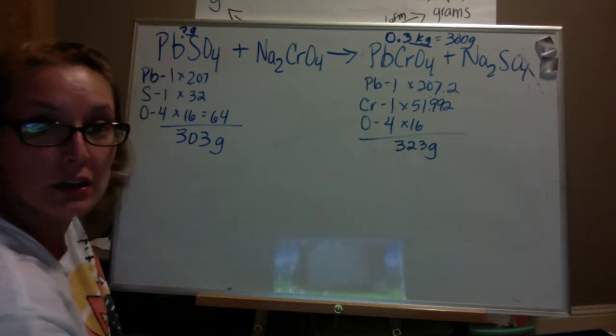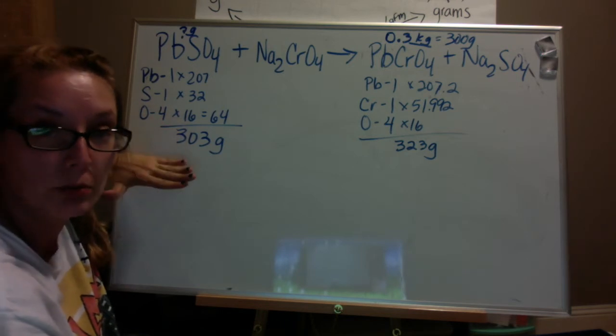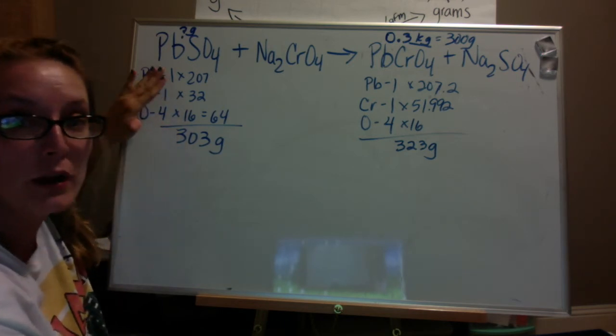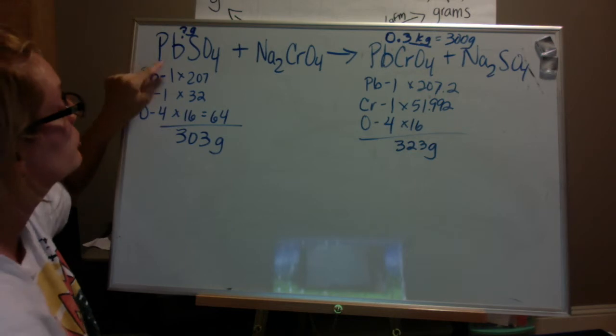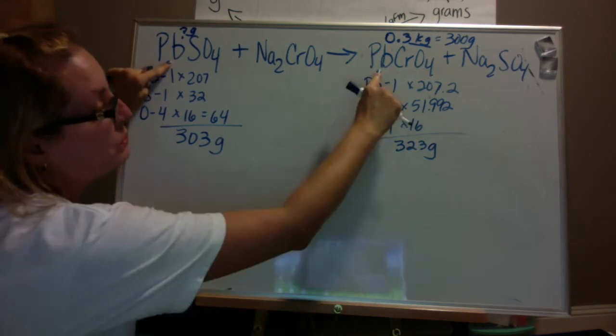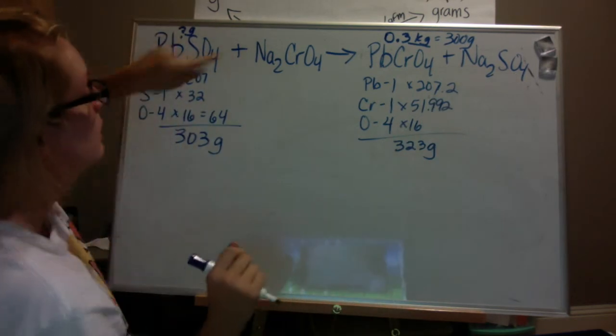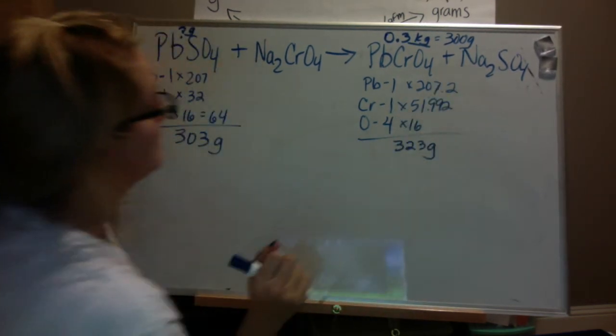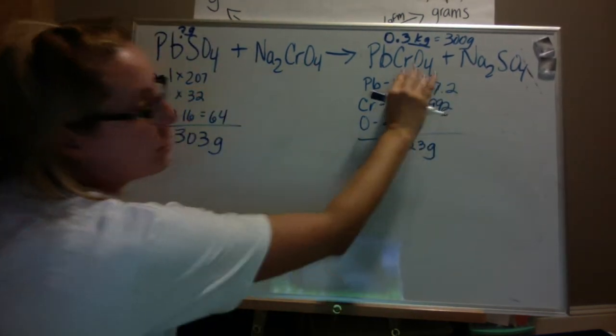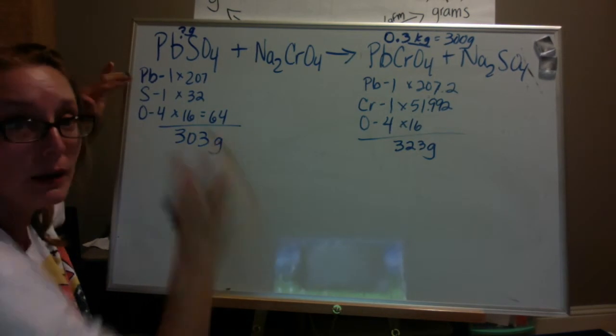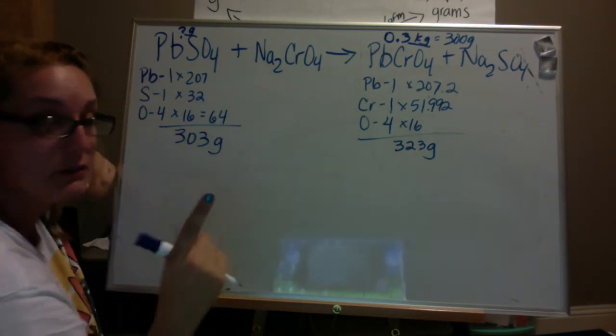The next thing you need to do, or make sure that you do before you start plugging in numbers, is make sure that your equation is balanced. So look from left to right. 1 Pb, 1 Pb, 1 SO4, 1 SO4, 2 Na's, 2 Na's, 1 chromate, 1 chromate. So it is balanced. All of my coefficients here are going to be 1s, right?